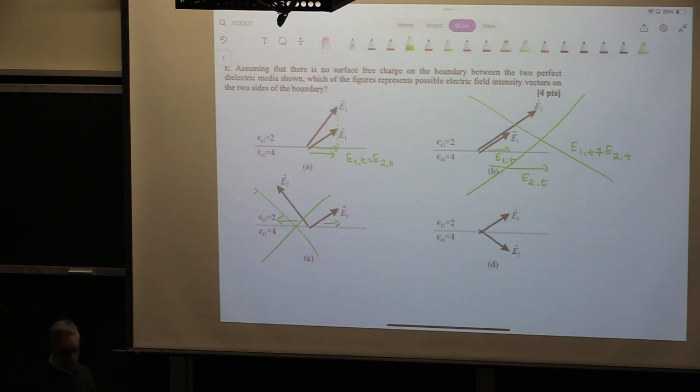Now we have the last one. The last one, just like the first one, passes the first test. Indeed, the tangential components are continuous, so this is fine. And therefore, now that I have selected those two cases, I go to the second boundary condition. The second boundary condition, if you remember, comes from Gauss's law.